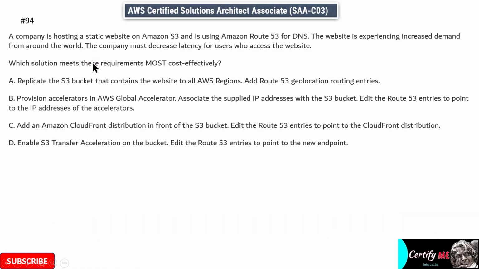Next question. A company is hosting a static website on Amazon S3 and is using Amazon Route 53 for DNS. The website is experiencing increased demand from around the world. The company must decrease latency for users who access the website. Which solution meets these requirements most cost effectively?